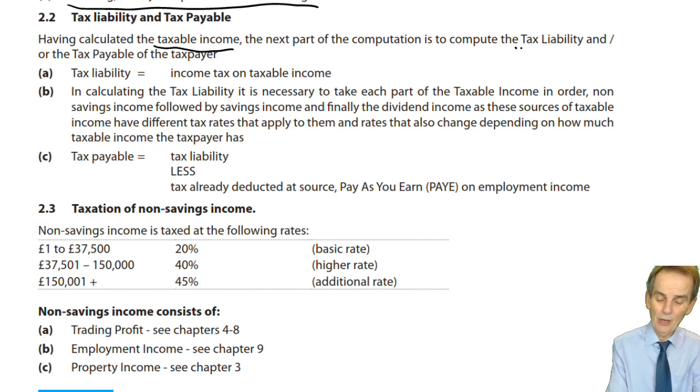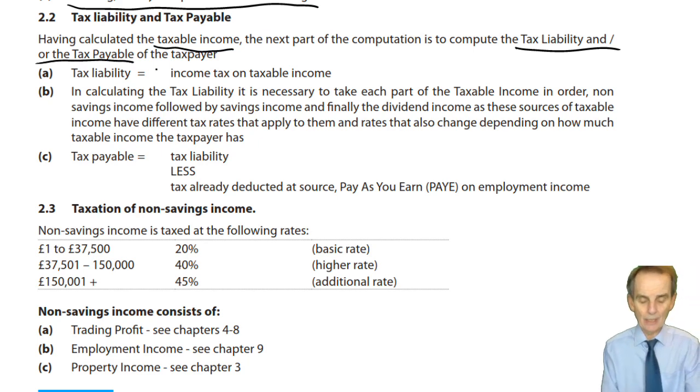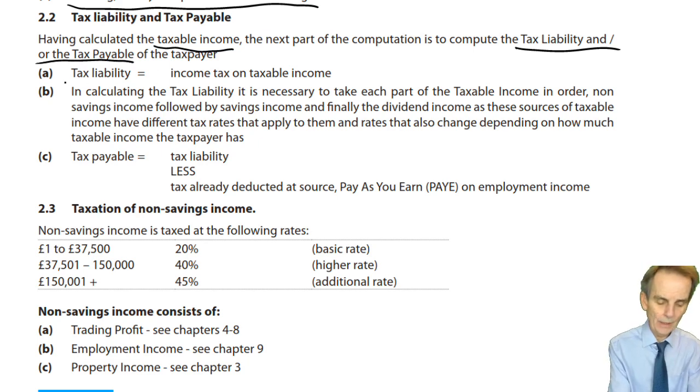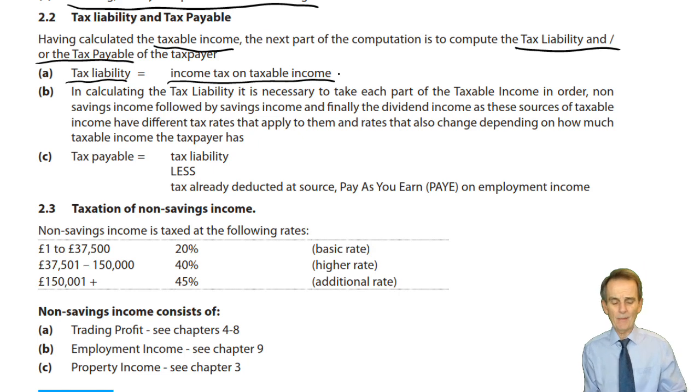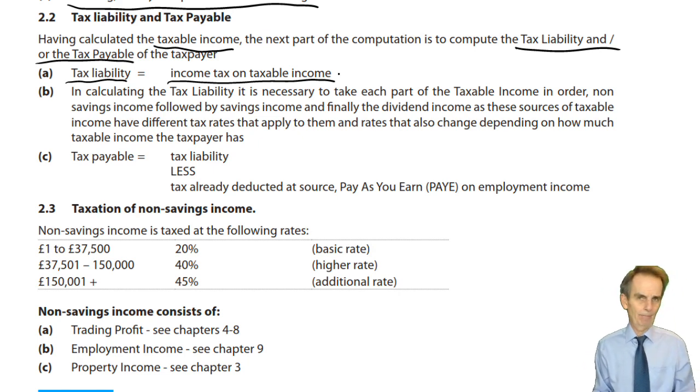Next part to compute either, as we said, tax liability and/or tax payable, though usually it is the tax liability. What is this tax liability? It is quite simply the calculation of income tax that is expected to be on the taxable income. So you might be thinking, well, that's pretty obvious, isn't it? You've got your taxable income and you now calculate the income tax on it. That's the income tax liability.